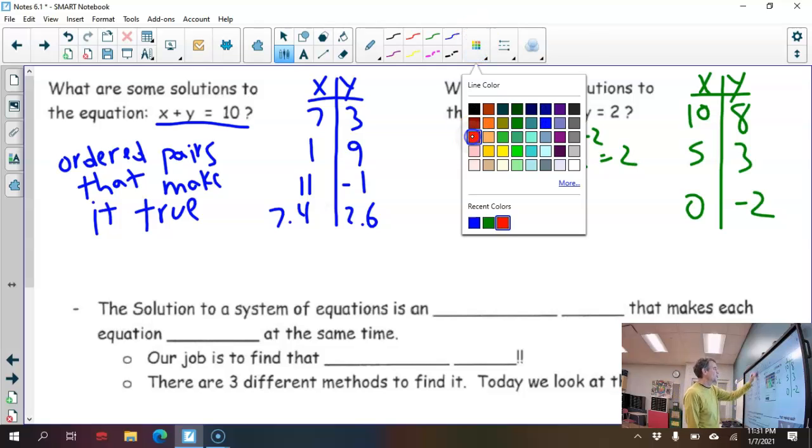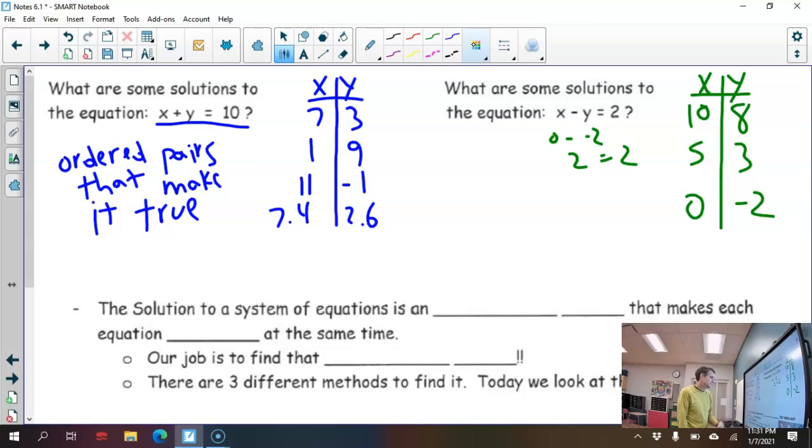So this is really our goal. The solution to a system of equations is an ordered pair that makes each equation true at the same time. Our job is to find that ordered pair.